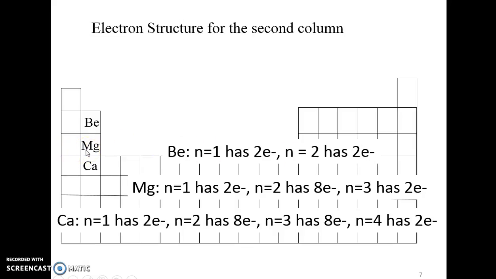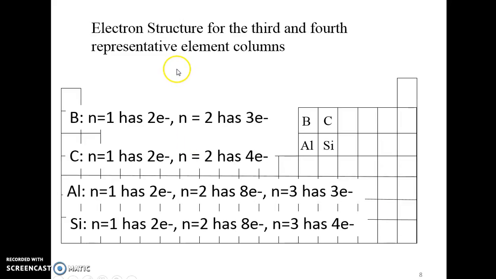Magnesium has 12 electrons. Where are they? 2 in n equal 1, 8 in n equal 2, and 2 in n equal 3. Calcium has 20 electrons, and where are they? 2 in n equal 1, 8 in n equal 2, 8 in n equal 3, and 2 in n equal 4. Notice all of these have the highest n having 2 electrons.